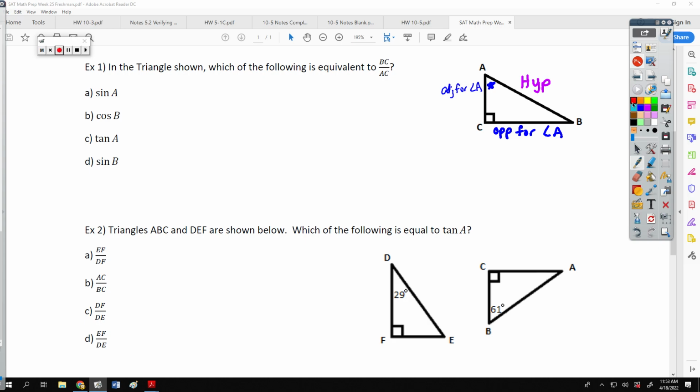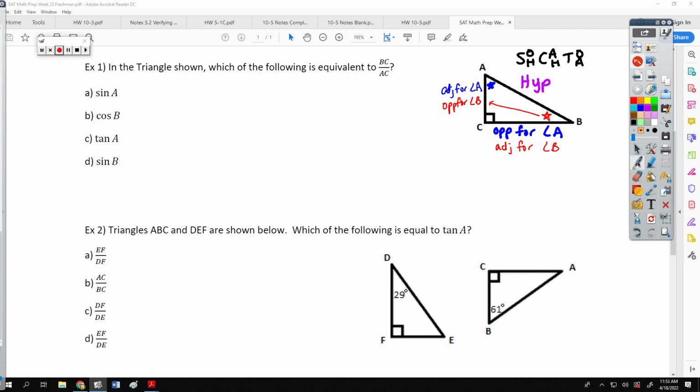Whereas if we were looking at angle B, the opposite side would be AC, and the adjacent side would be BC. Now the reason why we're worried about opposite adjacent hypotenuse is because we are looking at a SOHCAHTOA problem here. Sine is defined as being the ratio of opposite to hypotenuse, cosine as the ratio of adjacent to hypotenuse, and tangent as the ratio of opposite to adjacent.